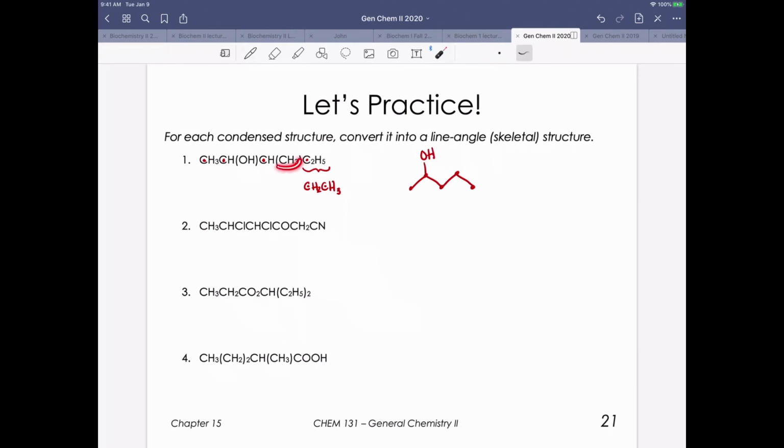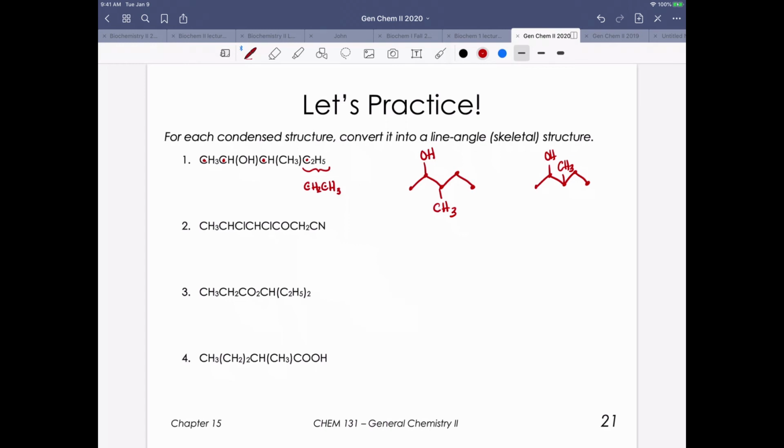Now I've got a CH3 group on my third carbon there, so I'm going to put CH3. One of the things I want to highlight is that maybe somebody would have done this: watch this guy. You would have done, okay, I've got an OH and then I've got a CH3. That's not necessarily wrong.